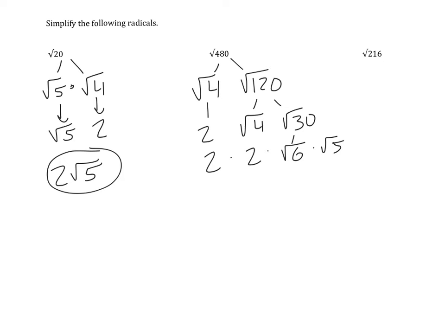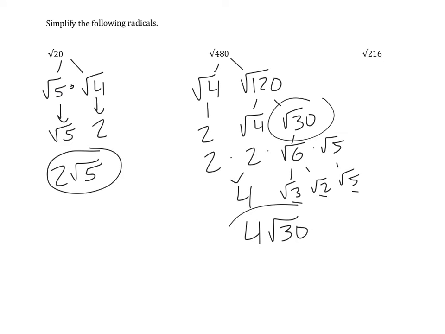And 2 times 2 is 4, so I can combine those. Now the square root of 6, I can break into the square root of 3 and the square root of 2, and then I still have the square root of 5. Now here's the issue. None of these are perfect squares, and it's as simplified as I can get. So basically, I'm going to go back and leave it as the square root of 30. I had 4 square roots of 30, and that's really as good as it's going to get here.